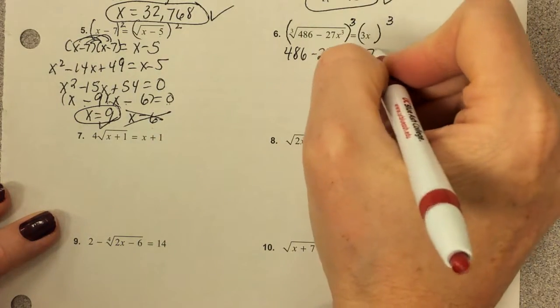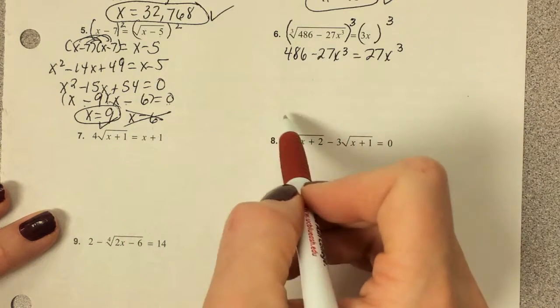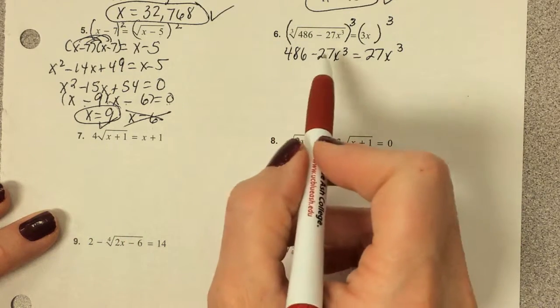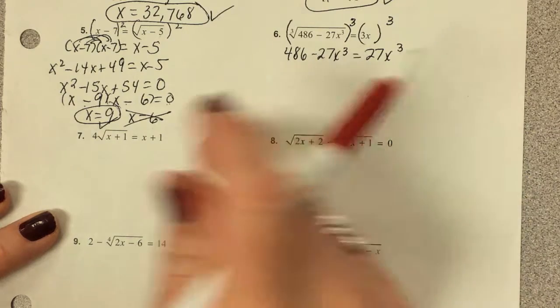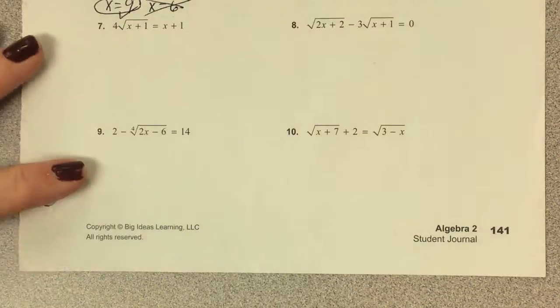Right, this is just 27x to the third. That's all you'd have to do with it, and then you would just solve it. We're not going to finish that though, it's just the same as the other ones. Okay, let's look at number 7. It's a little bit different.